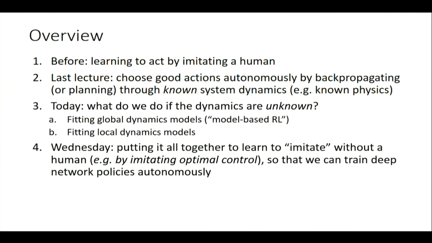And then on Wednesday, we're going to put it all together and talk about how we can combine model learning, optimal control, and imitation learning to autonomously acquire policies by essentially imitating optimal control, so that we can train these deep neural network policies. That's going to put together a lot of the pieces that we've learned. And towards the end of this lecture, I'll discuss how this, even though it seems a little weird, turns out to be a very natural solution once you consider the entire model-based RL pipeline.